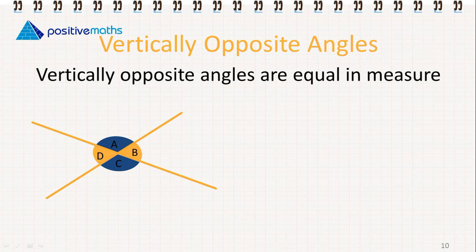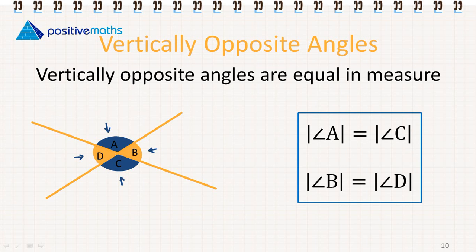Vertically opposite angles. Angles that are vertically opposite to each other, so here A and C are vertically opposite, and B and D are vertically opposite. They are equal in measure. So A is equal to C, and B is equal to D.